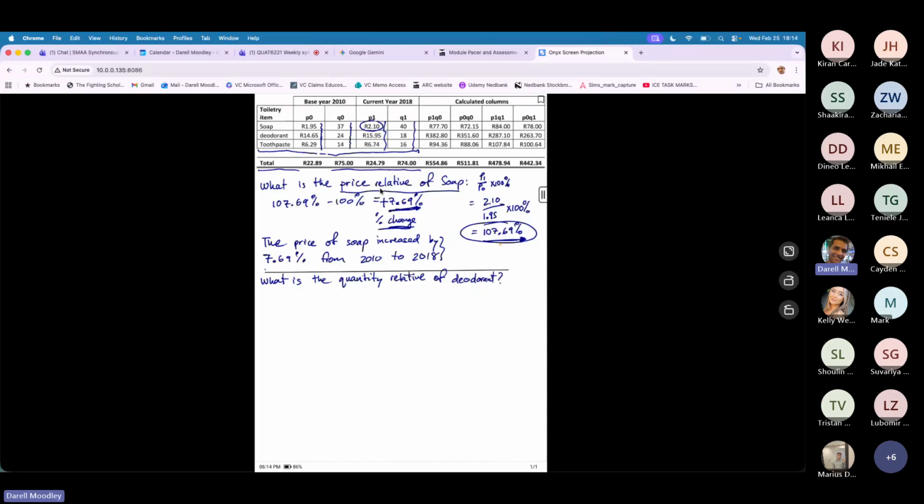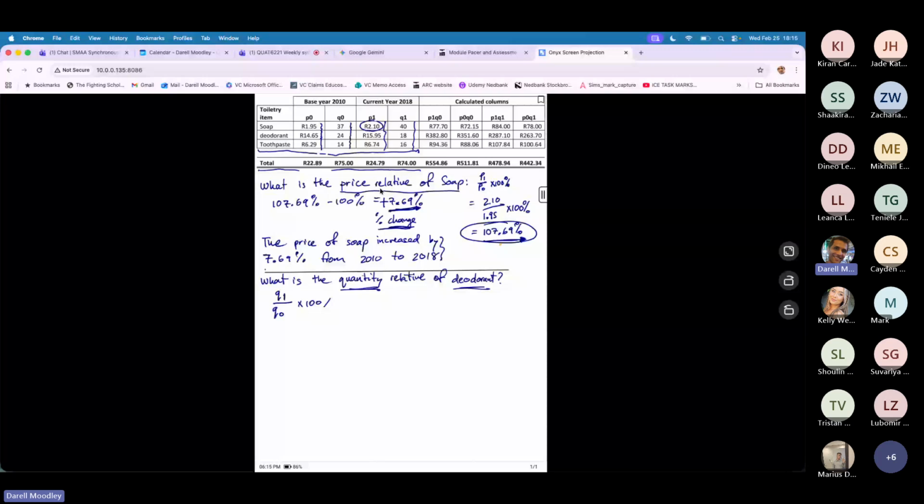Okay, so now we are looking at quantity and we're looking at deodorant. So as before with soap, we always look at the change relative to the base year. That means the base period will be in your denominator. But now we're not talking about price, we're talking about quantity. So it'll be the Q's that we are interested in. So it's going to be, what is the quantity in the current year, which is Q1, relative to the base year, and you multiply that by 100%. And we're going to do this for deodorant.